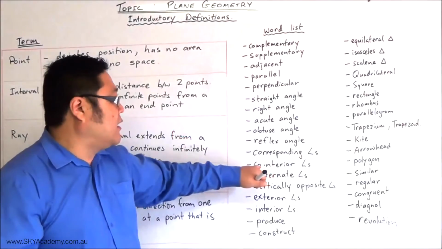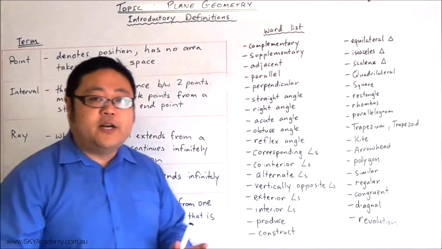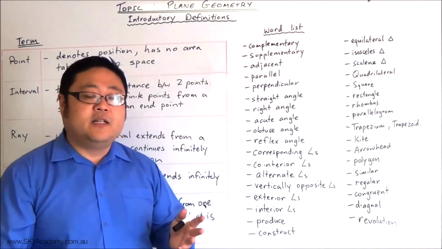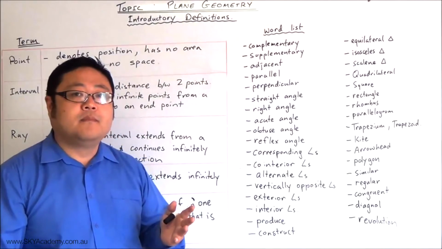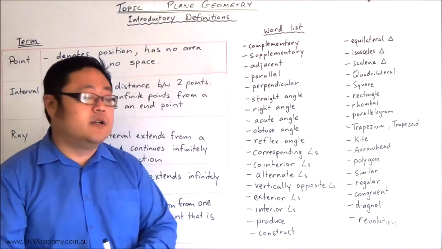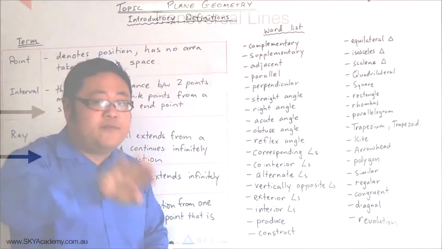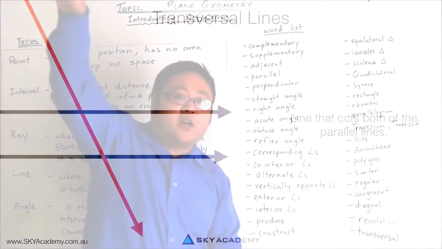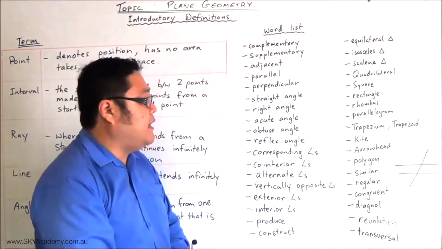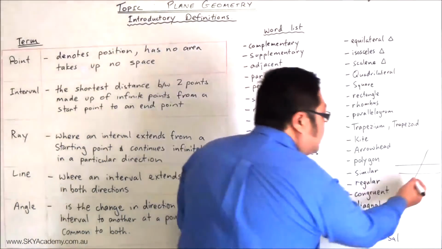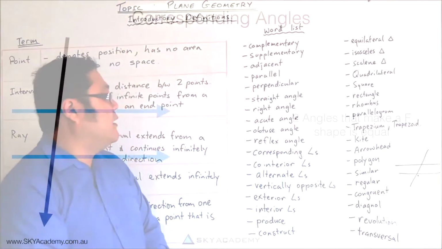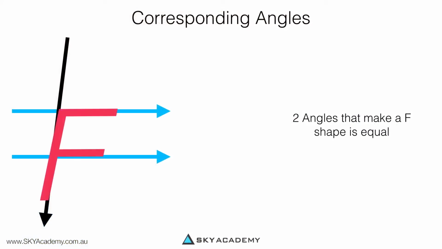Corresponding angles, co-interior angles, and alternate angles on parallel lines. This is where you deal with parallel lines, and you've got a transversal that cuts through it. So you've got parallel lines and a line that goes through parallel lines, and if on parallel lines you make an F shape, the two angles that make an F shape are what we call corresponding angles.